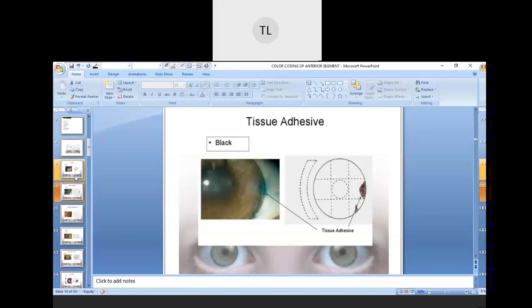Ma'am, if possible, whatever Sandeep told, Vogt's striae, that one I have told. It occurs actually in keratoconus patients, no ma'am? Yes, Saddam, in keratoconus patients. That means Vogt's striae occurs in keratoconus patients, no ma'am? Yes, Vogt's striae can be seen in keratoconus patients as well.